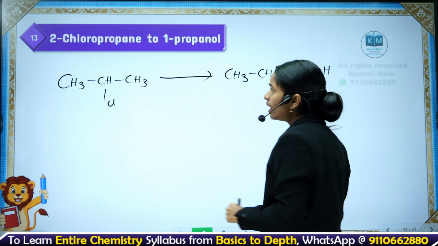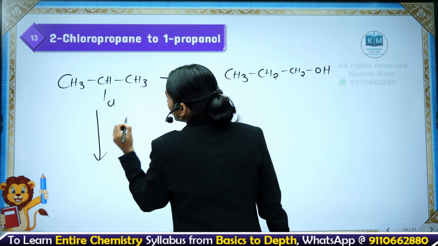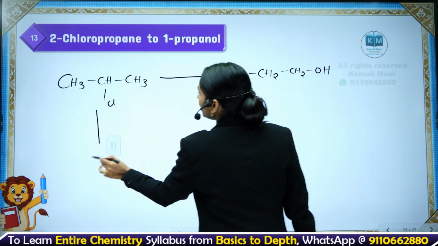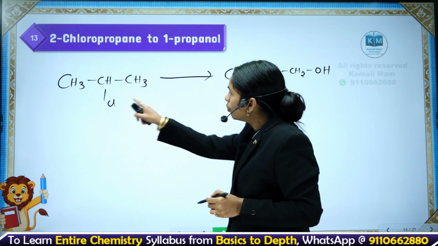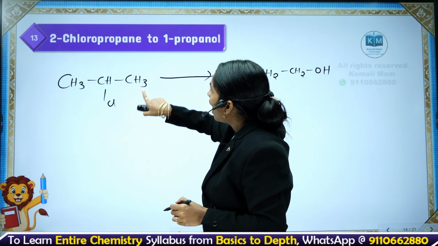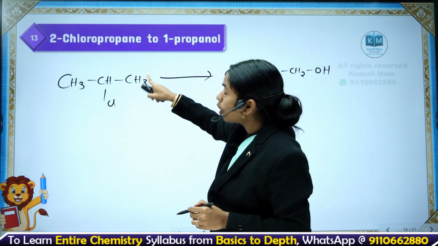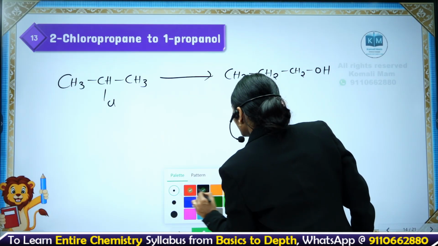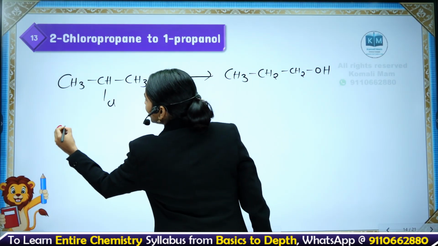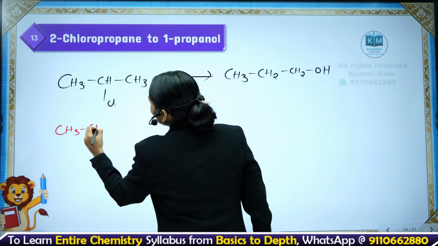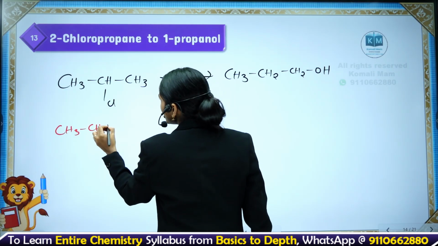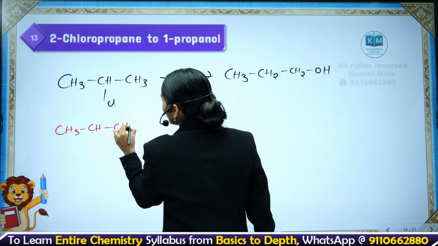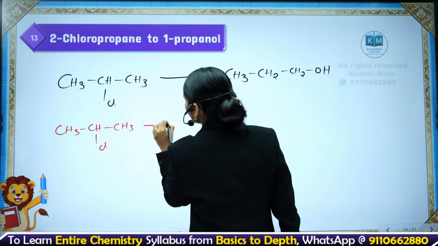How is it possible? We have to identify the difference between these two. You want to replace this chlorine and put the OH at the first position. Then how can you do that? Use alcoholic KOH. When you want to remove that group and change the position, you can directly use alcoholic KOH. Position change you want in the next step.